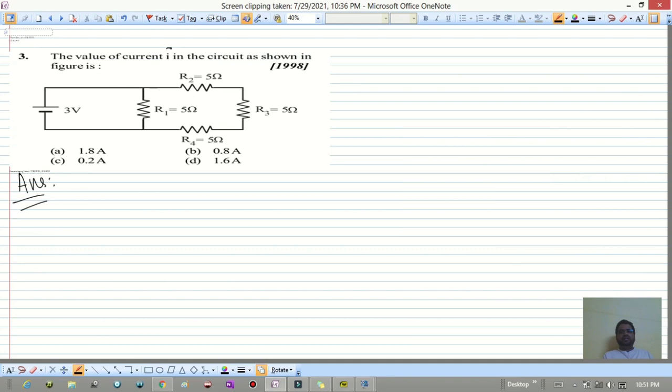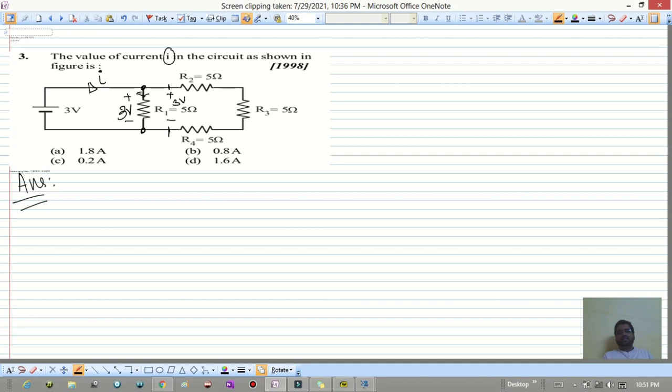The value of current I in the circuit as shown in figure is... So we want the value of current I, that is the current flowing through this circuit. This is 3 volt, which indicates across this resistance we have 3 volt. Why? Because the voltage in parallel will remain the same. So across this combination of 5 plus 5 plus 5, it will become 3 volt only.